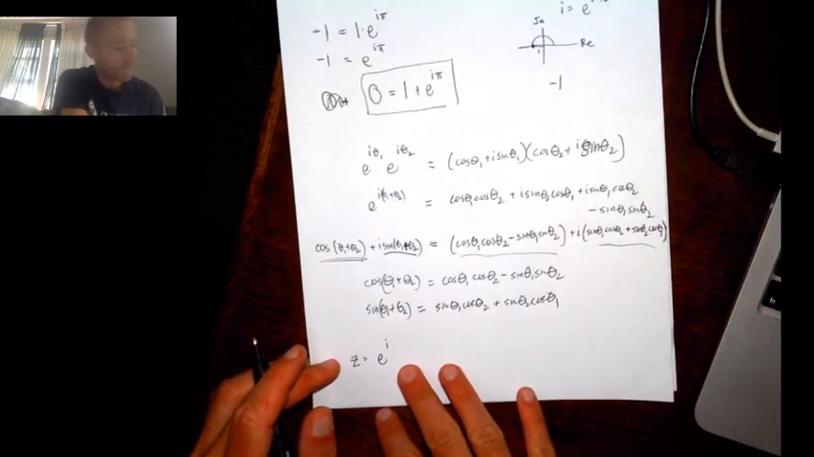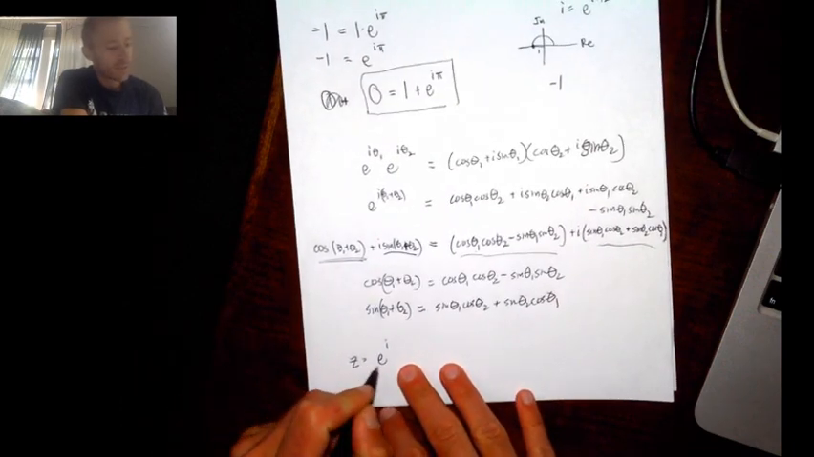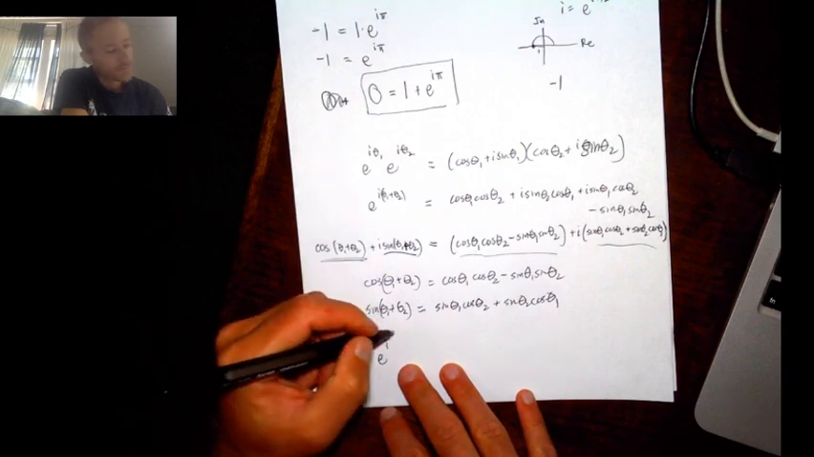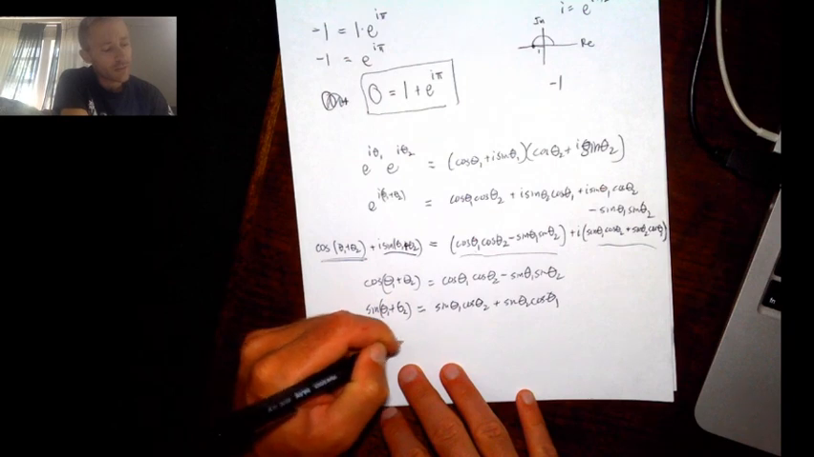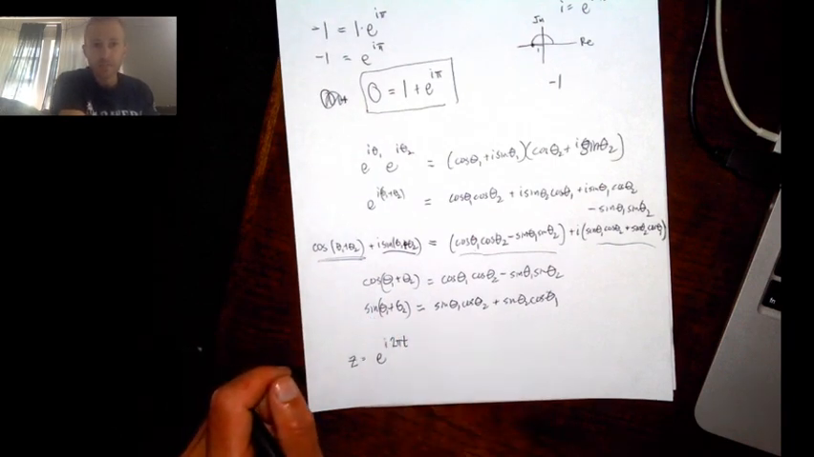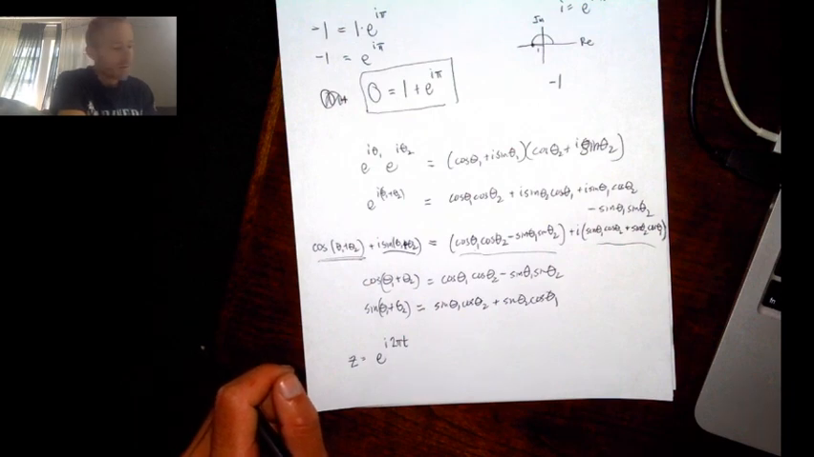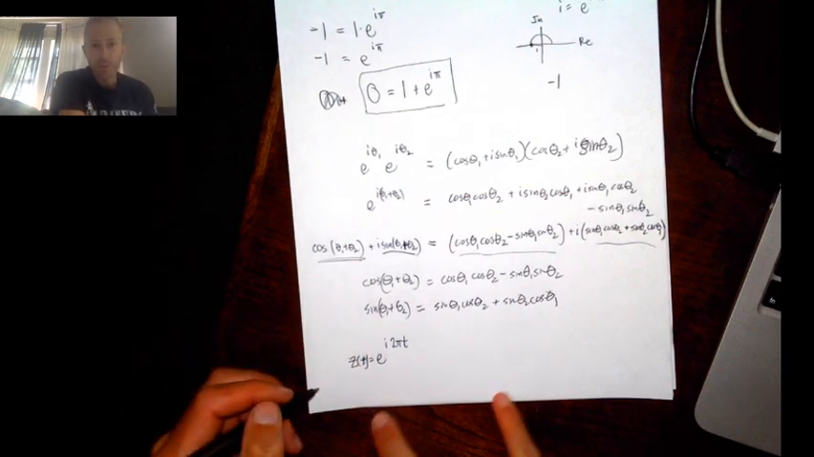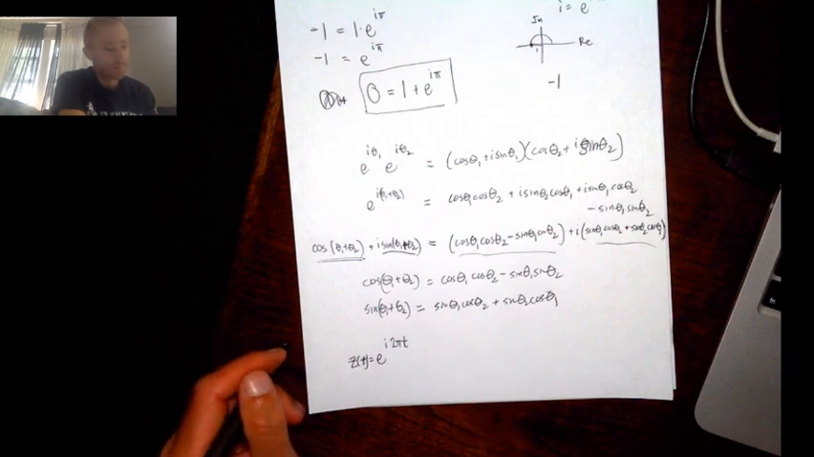So what if I have z equals e to the i times 2 pi t, for example? Okay. So this is a complex number that depends on time. So let's think about where it's going to be in the complex plane.